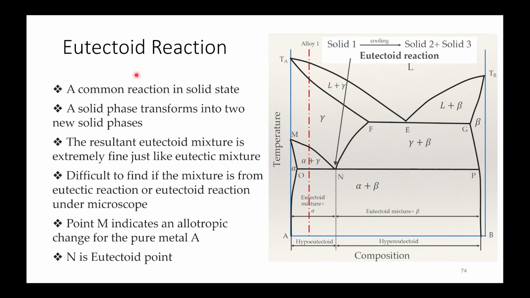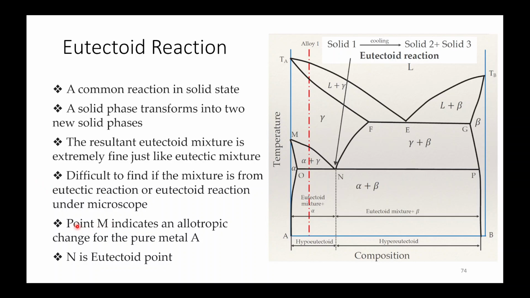Next is the eutectoid reaction. It is a common reaction in solid state. Here solid 1 on cooling will give solid 2 plus solid 3. A solid phase transforms into two new solid phases. The resultant eutectoid mixture is extremely fine, just like the eutectic mixture, and it is difficult to tell under the microscope whether the mixture is from a eutectic reaction or a eutectoid reaction.